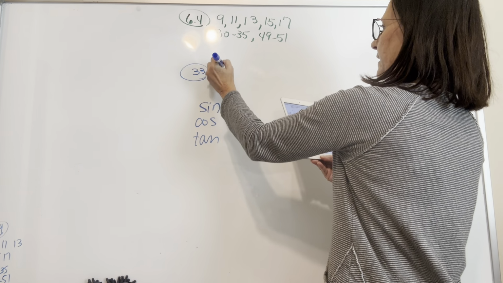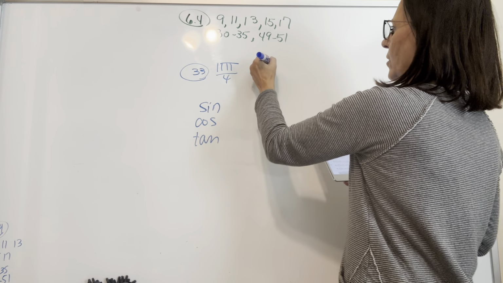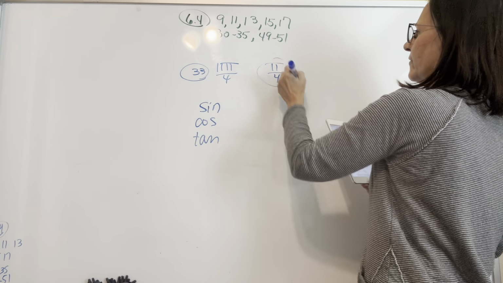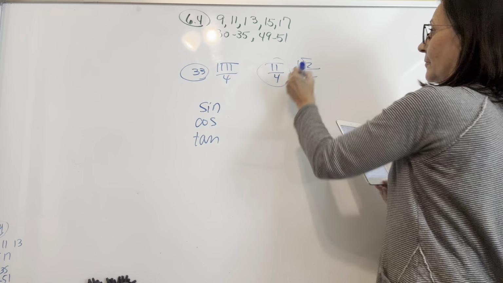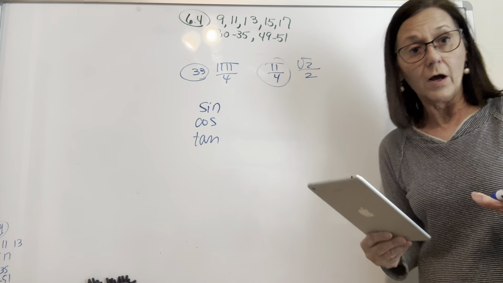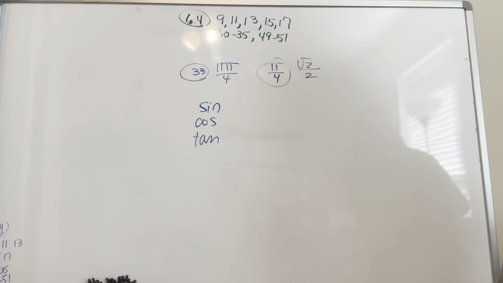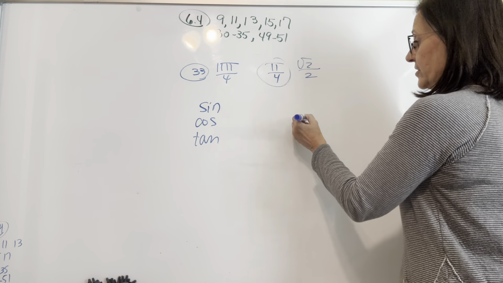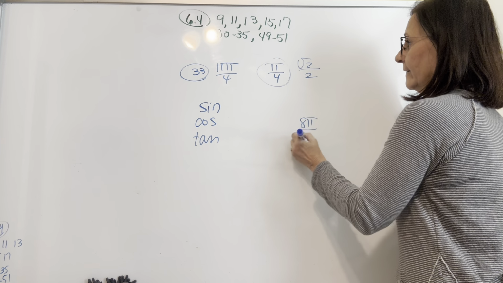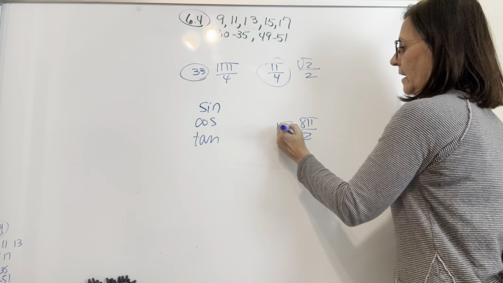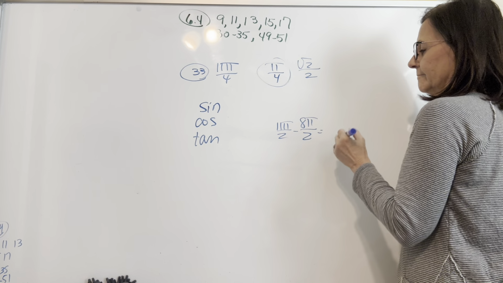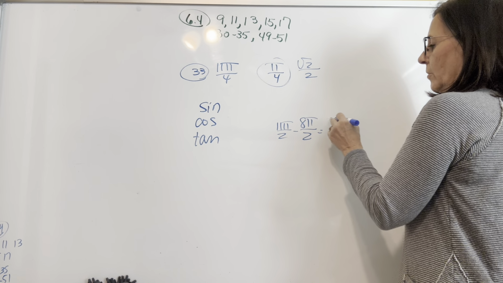33 is 11 pi over 4. I'm probably looking at pi over 4, which, remember, is square root of 2 over 2, but I have to figure out what quadrant it's in. All the way around is 8 pi over 4. So if I take 11 pi over 4 and subtract that, what do I end up with?